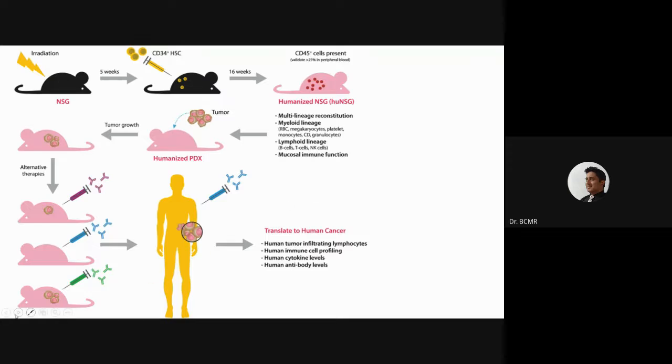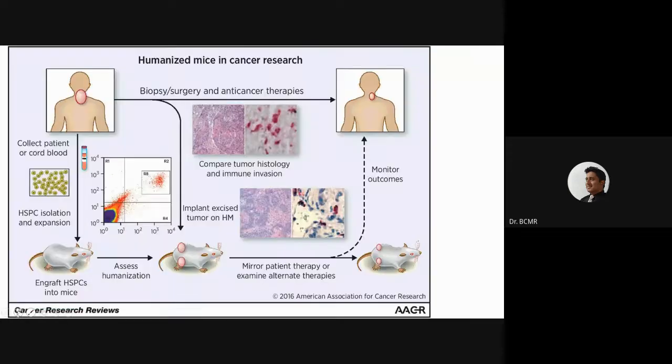We can do many other things. We just discussed a little bit of this stuff. Here is another one about how to validate. I'm putting it here so that you will have your own ideas in the future. You can take the patient cord blood, expand it, and graft it into mice. The mice, of course, are SCID, something like NSG, and we then assess humanization.